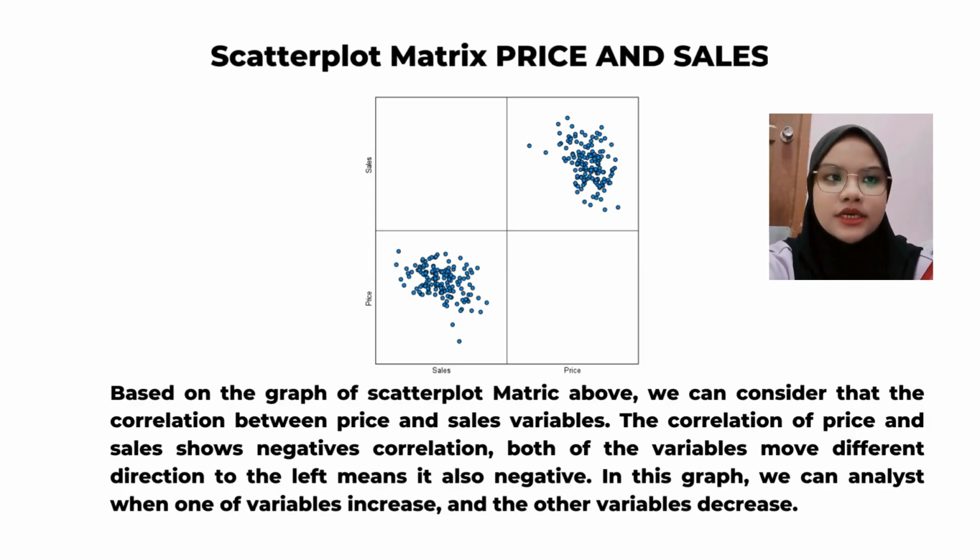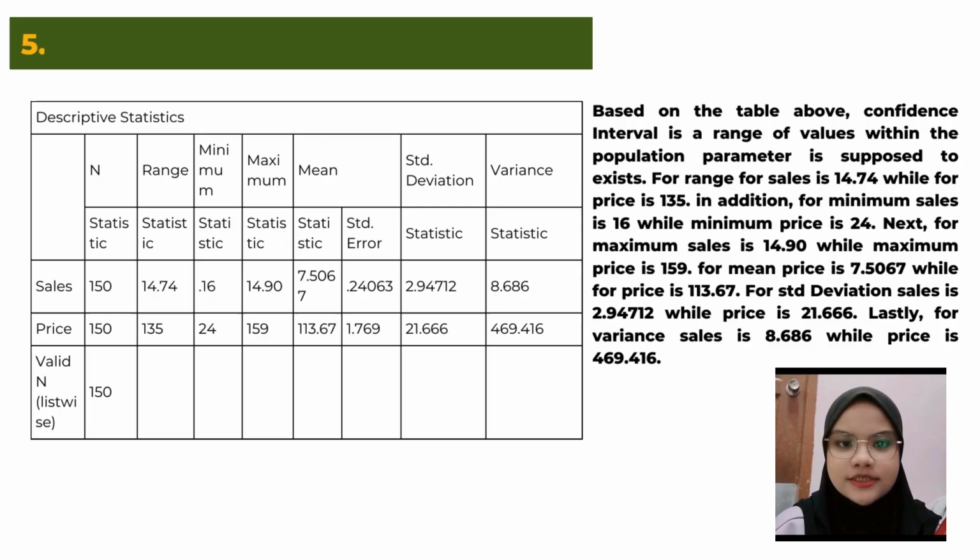Next part is the scatterplot matrix, price and sale. Based on the SPSS scatterplot matrix graph above, we can consider the correlation between the price and sale variables. The correlation of price and sale shows a negative correlation. Both variables move in different directions. The mean is also negative. In this graph, we can analyze that when one variable increases, the other variable decreases.